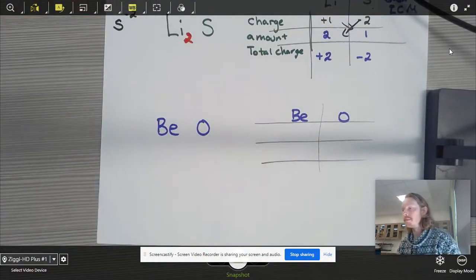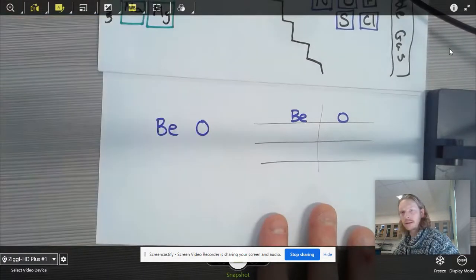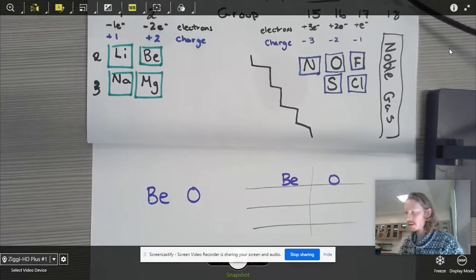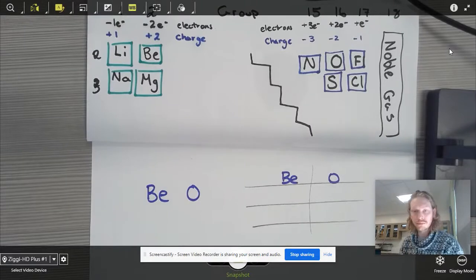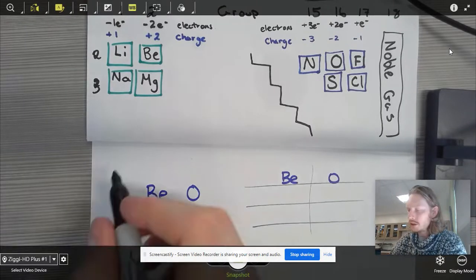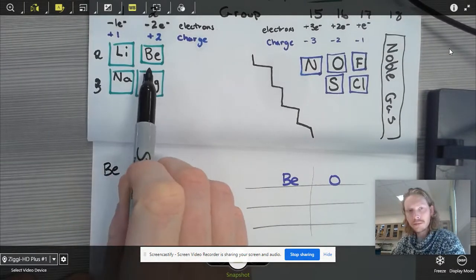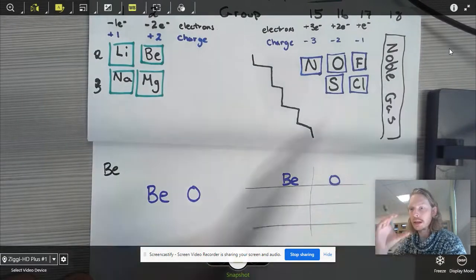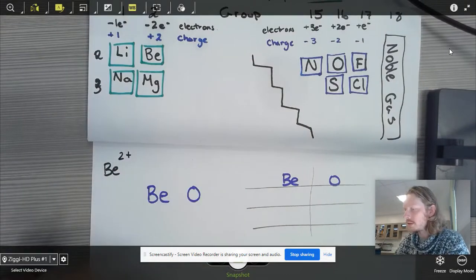Okay, beryllium and oxygen. Same again with this table here. We have the charge, we have the amount, and we have total charge. So we have to think about the charge on beryllium. Beryllium is in group 2. It has to lose 2 electrons to become stable like the noble gases. Again, we get to that full valence shell. So it's going to be 2 plus.